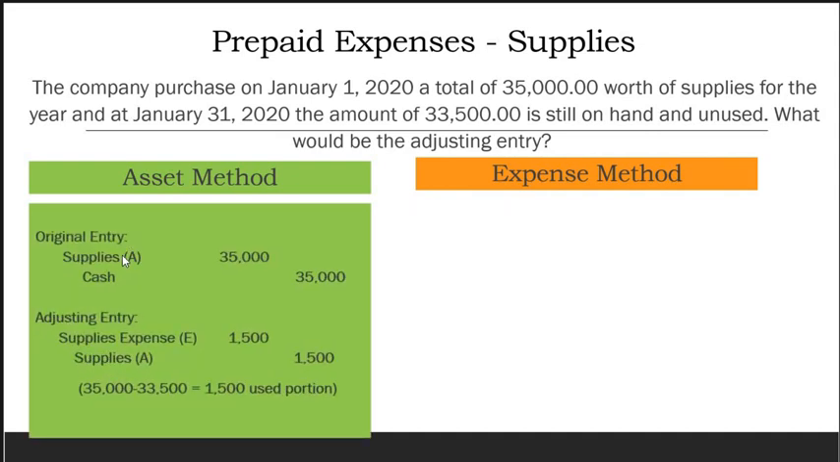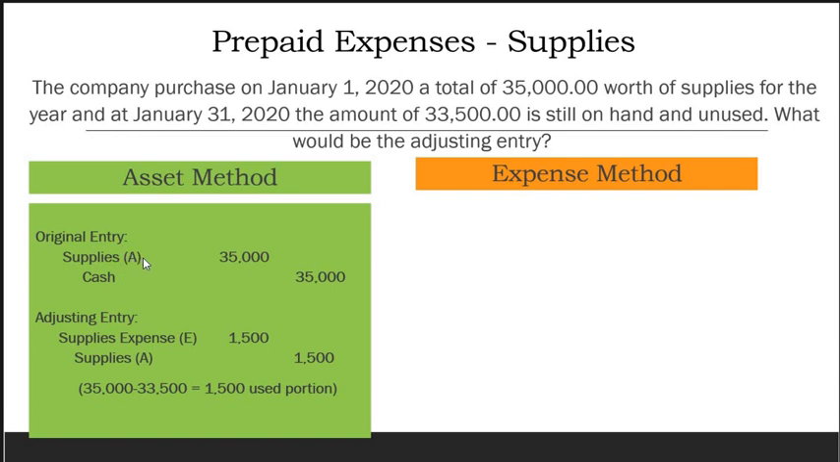so ganito yung entry niya originally. The original entry niya noong January 1 when they purchased the supplies, nag-debit siya ng supplies, which is an asset account, na 35,000 and credit cash, which is 35,000 also. Now, pagdating ng January 31, 2020, ito naman yung kanyang adjusting entry.